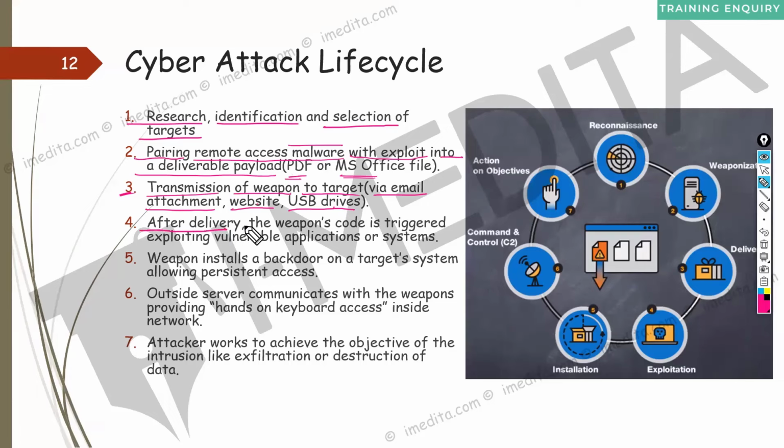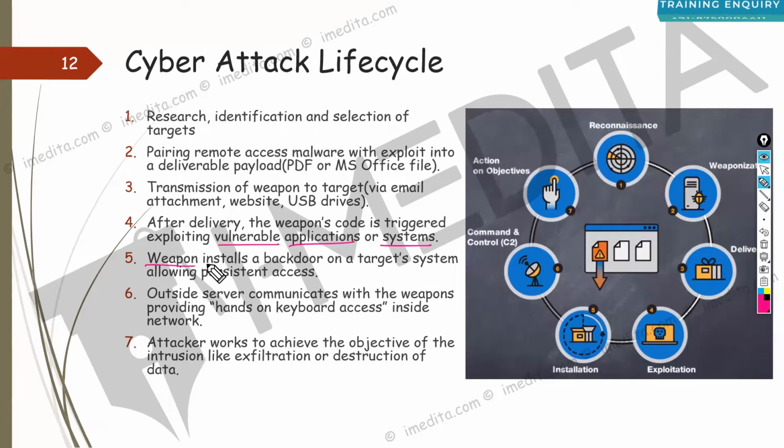When delivery is done, after delivery, when the user or the victim opens the file, the weapon's code is triggered, exploiting a vulnerable application or system. Means whenever the weapon which was designed or crafted by the attacker is delivered to the targeted system, it will take advantage of a vulnerability which exists in the application or system. Now the weapon or virus will install a backdoor application on the targeted system, and that can allow persistent or permanent access to the attacker.